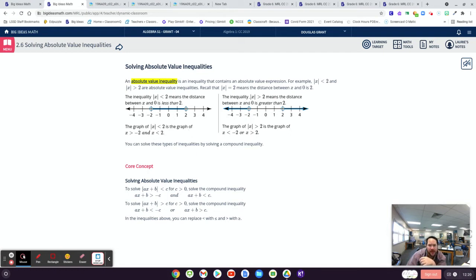And then if you have the absolute value of x is greater than 2, it means the distance between 0 and x has to be at least 2. So this would be a divergent graph like that. Okay. So this is a good spot to take some notes. It also has the general formulas right down here for absolute value inequalities. You might want to go full screen to be able to view that a little better. This is also available on the digital version.